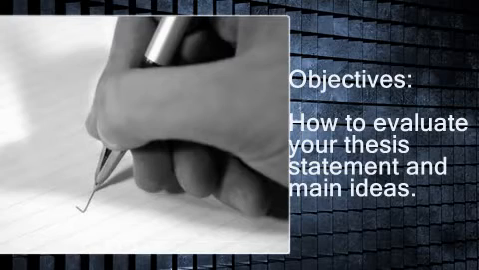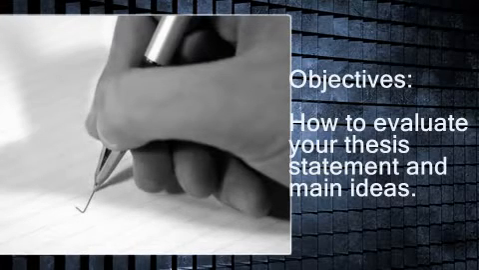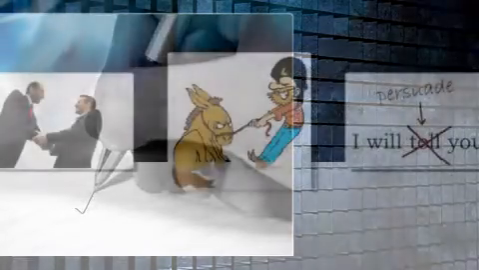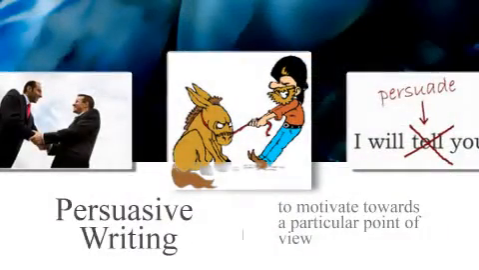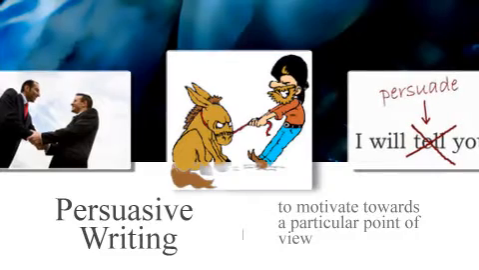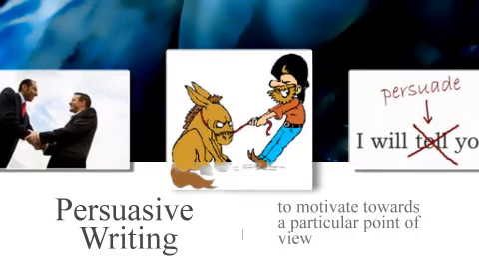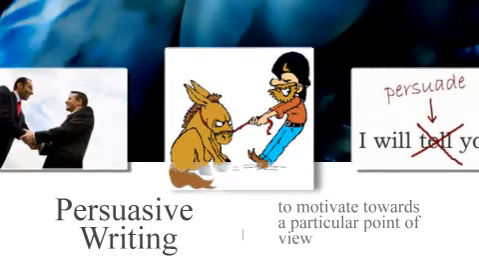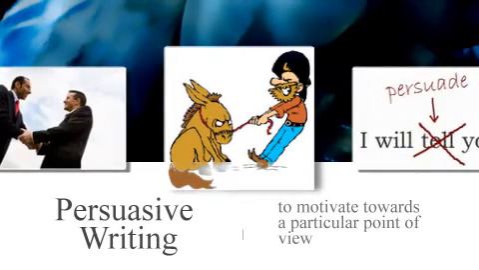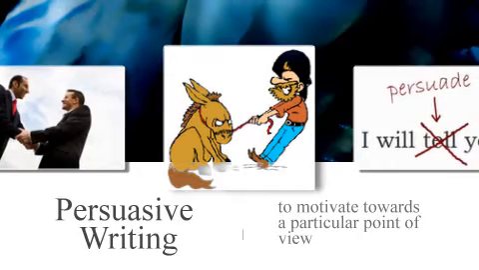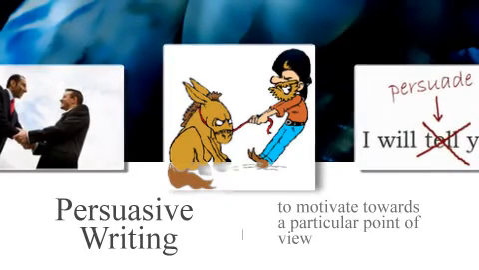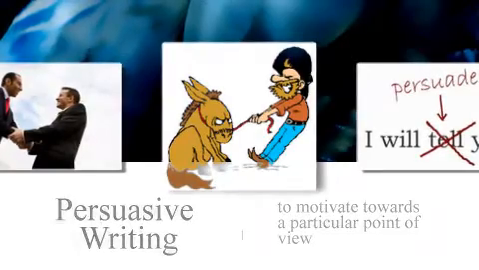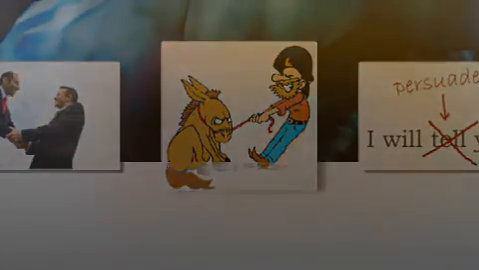This audio is a revision lesson on how to evaluate the evidence you collected and recognize when your reasoning is faulty. You have learned that writing with thought and purpose is important. Persuasive writing is the fourth type of essay writing. We write persuasive essays for the main purpose to motivate and convince the reader of our point of view towards a particular action or issue.